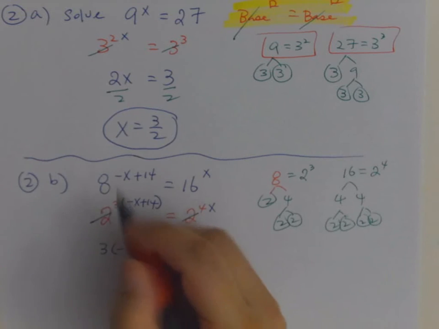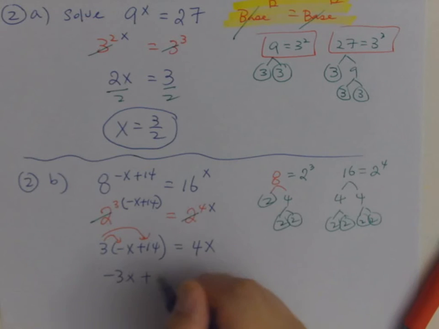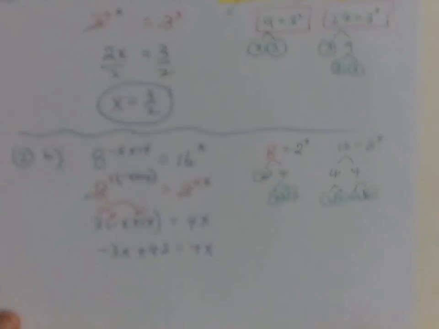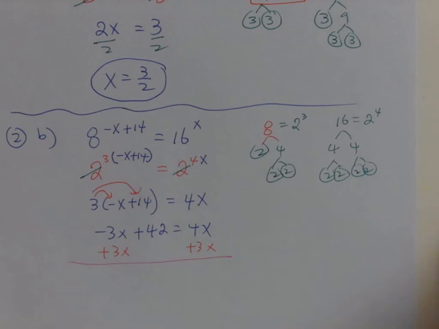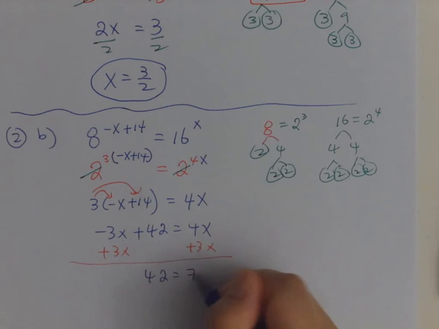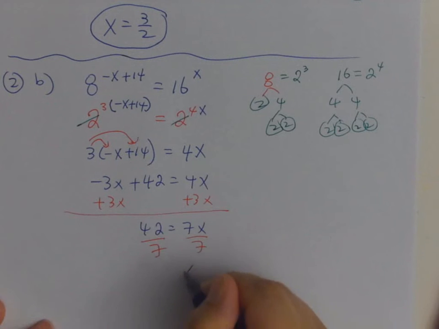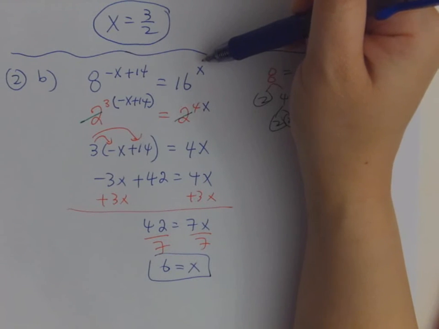And then you can distribute this in here. And we got negative 3x plus 14 times 3 is what? 14 times 3 is 42 equal to 4x. And then we just need to solve this, right? So adding 3x both sides. 42 equal to 7x. Divide both sides by 7. X equal to 6, right? And then you should be able to plug this in and this should check.